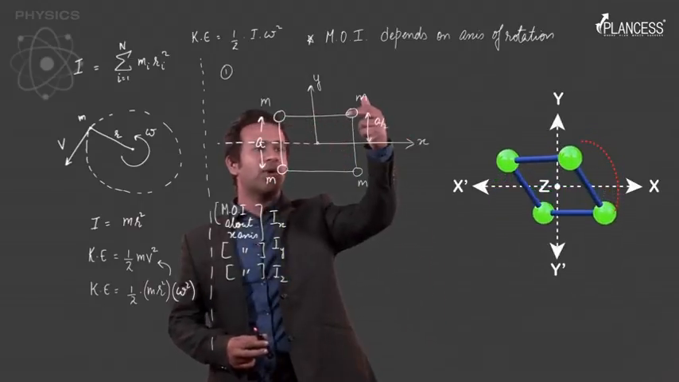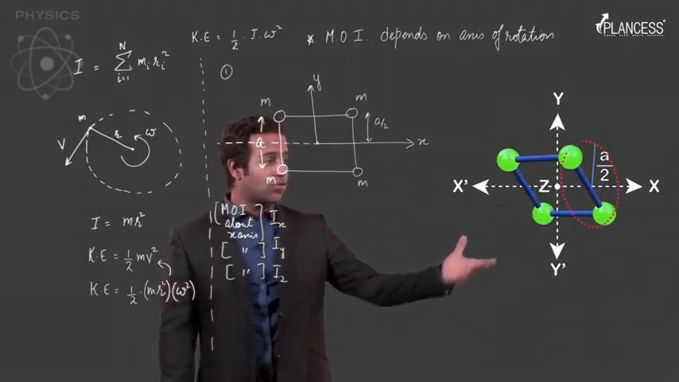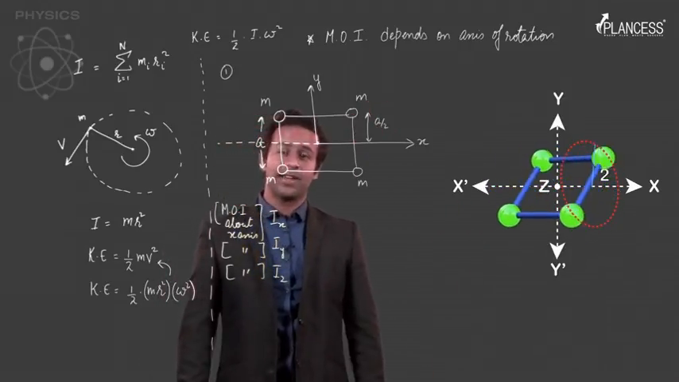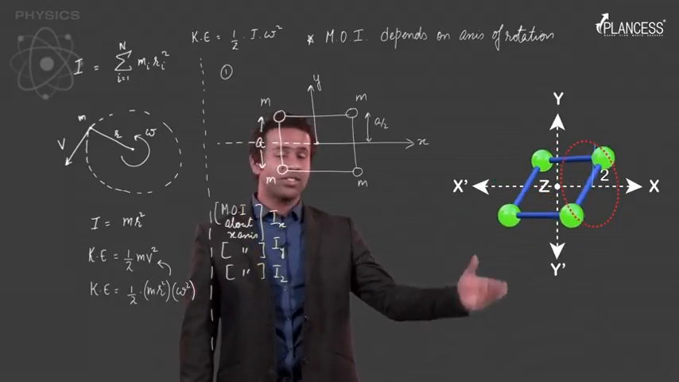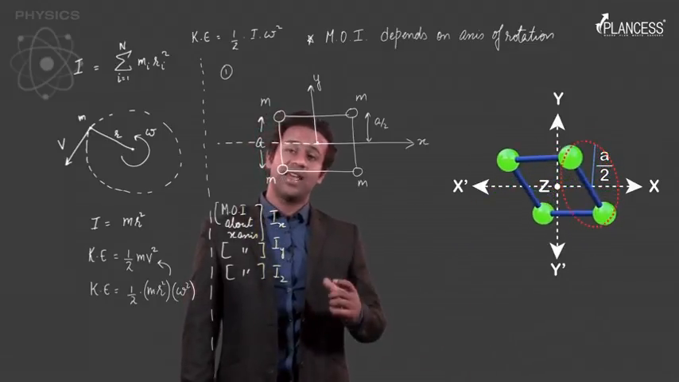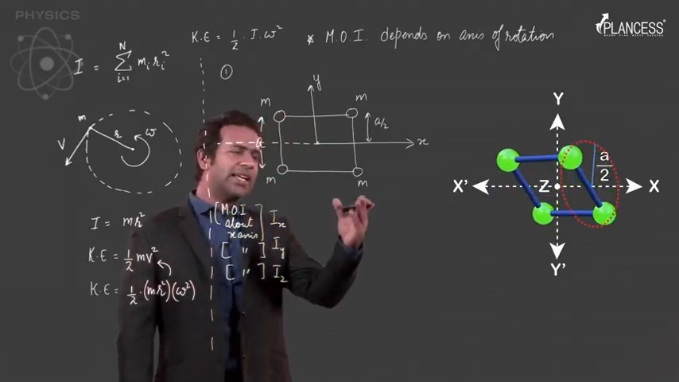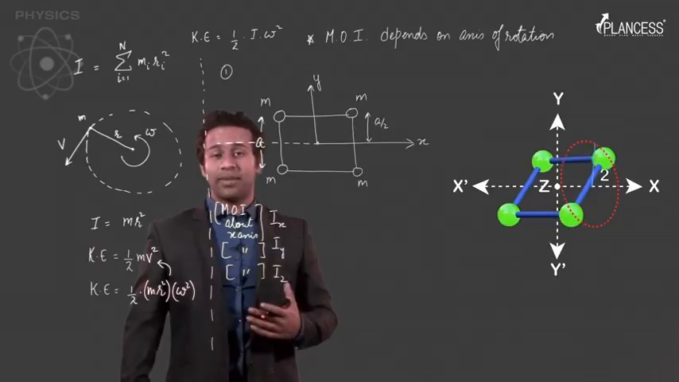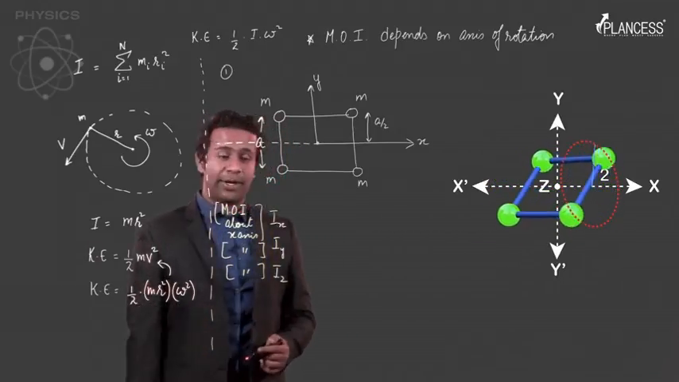Because when the square rotates, it will go in a circle of radius a by 2, as was seen in our example, right? In this rotation, you can clearly see that the radius is equal to half the length of a side. So once we know that, we clearly see all four go in a symmetric motion and all of them are going in a radius of a by 2.